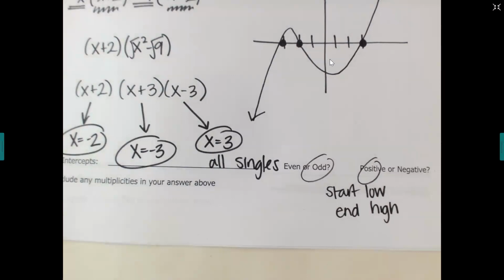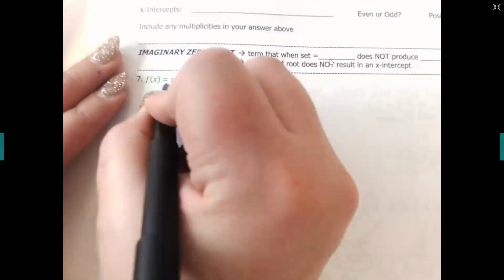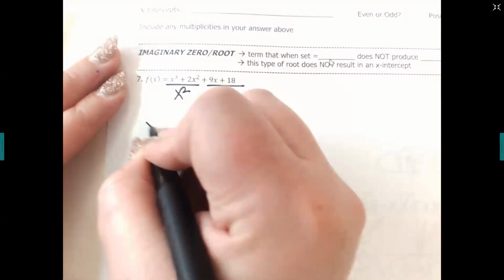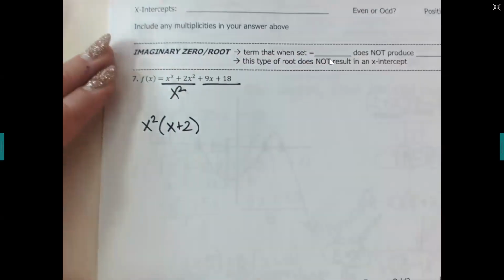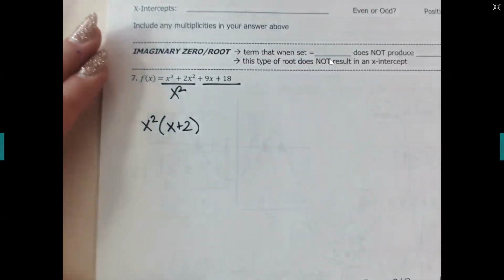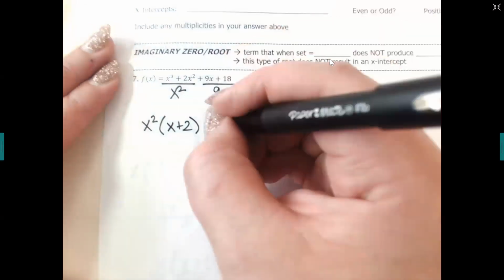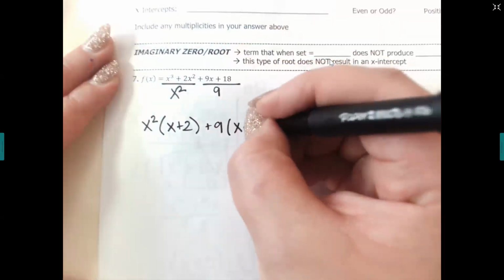All right, so let's move on to imaginaries, which is what I thought we were going to do. Let's just skip the next example since it's similar, and we'll go to number 7. Go ahead and take out your groups for me, please. What are we taking out of the first group? X squared. And that's going to leave me with an x plus 2. Second group, what can we take out? 9. And that's going to leave me with another x plus 2.